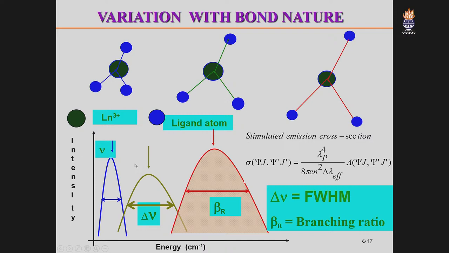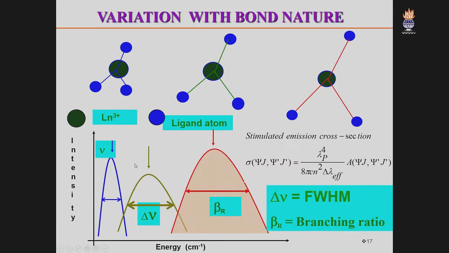And why do we want to use lanthanides or rare earth oxides? What happens to the glass? I will not go into detail about that. So you can see the structure of Ln3+. It goes inside the glass matrix, so we can get different types of spectra here.